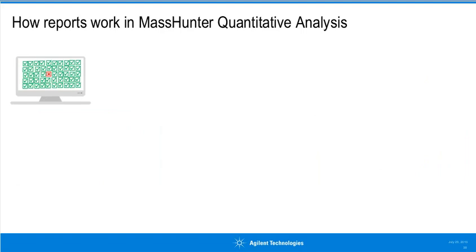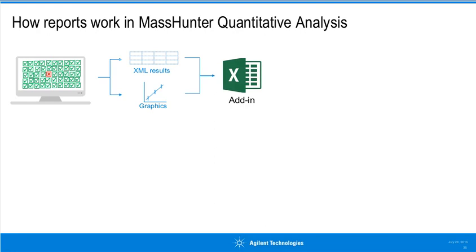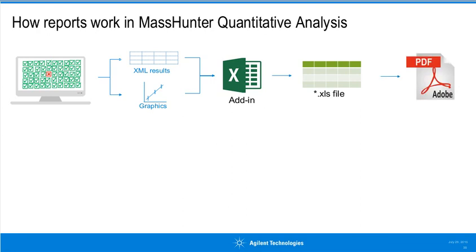And so when we take a look at how that happens, the MassHunter quantitative analysis software generates two pieces of information, the XML results and graphics. And then that information is delivered directly into Excel using the Excel add-in. Then an Excel file is generated, and that can generate a PDF report.